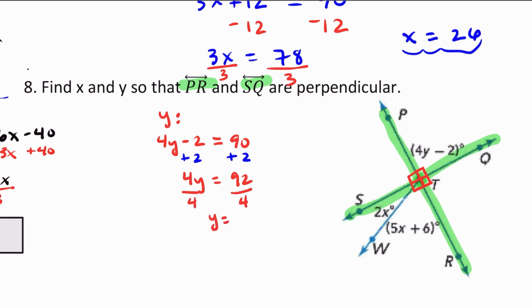So y equals 23. And that's all it's asking me to do for y. I don't need to plug anything in. All right? So now what do I have to do? I need to figure out what x is equal to, right?